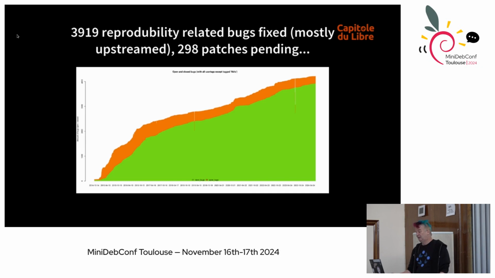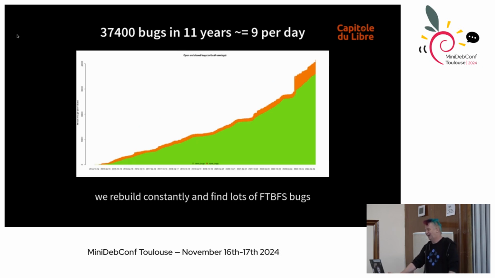And we filed a lot of reproducible related bugs. Most patches were applied. If you want to do NMUs, there are plenty of NMUs you can do. And we file a lot of bugs. Many of them are FTBFS bugs, fails to build from source, because we constantly rebuild.